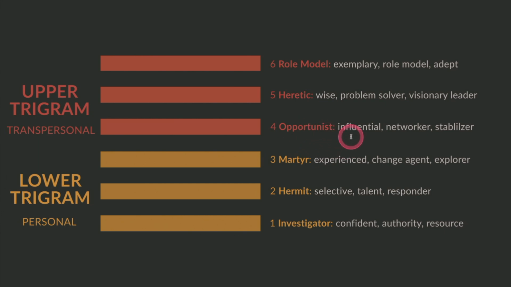The opportunist is an influential networker who has a stabilizing force, right? It makes sense. The heretic, this is a wise problem solver who plays the role of a visionary leader. Role model, an exemplary role model who is an adept, right? An adept is like a wizard, right? In ancient and medieval times, the adept of alchemy was the sort of master. Role models have this mastery, this exemplar type of quality.